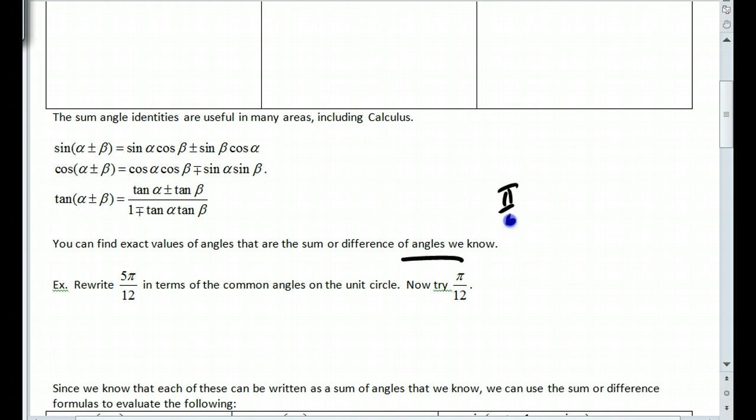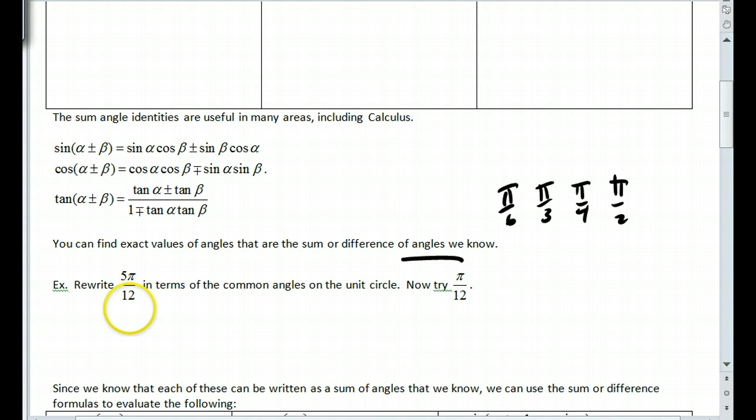So we know all the pi over 6s, we know all the pi over 3s, we know the pi over 4s, and we know the pi over 2s. We know all those. But now we're going to get something like 5 pi over 12, and we're going to have to try to rewrite it using these things in a sum or difference. That will be our practice.